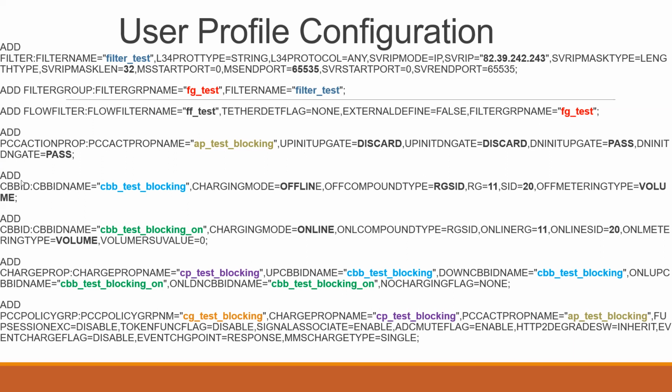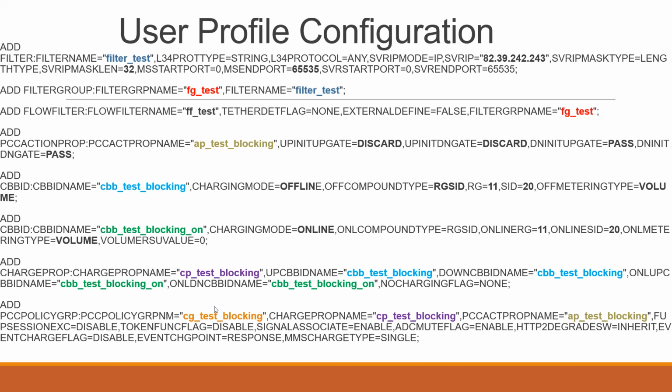The next step is to create a CVB ID. My unique CVB ID is CVB test underscore blocking, because we are talking about blocking some service, and its charging mode is offline. Like I mentioned before, we need to define two different sets of CVB IDs, one for offline charging and one for online charging. This one is for offline charging. Its rating group is 11, its SID is 20, and its metering type is volume. Then a similar CVB ID for online charging. Here, the only difference is the name of the CVB ID, and the charging mode is online.